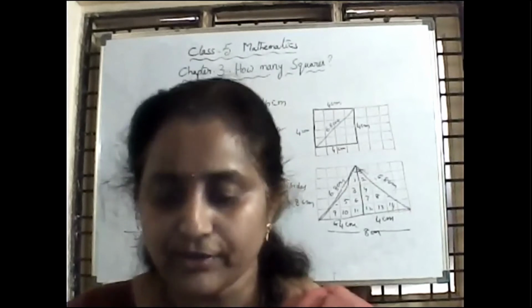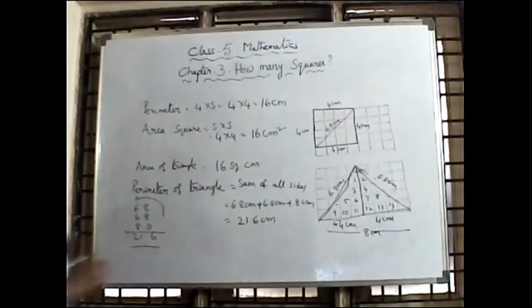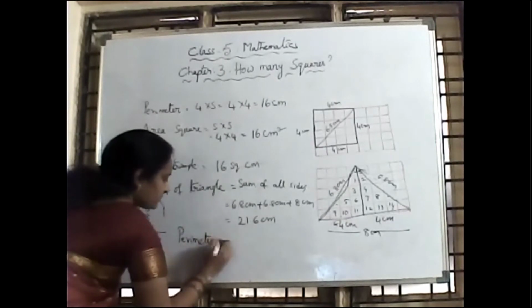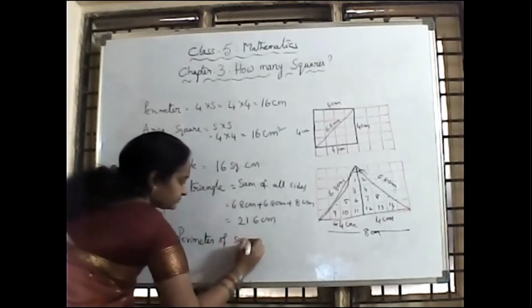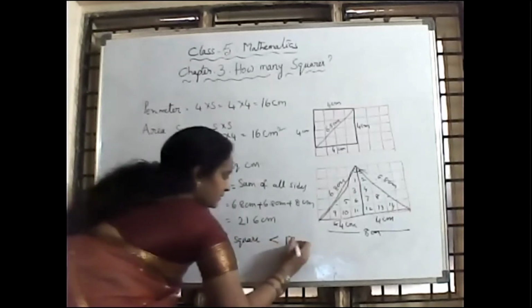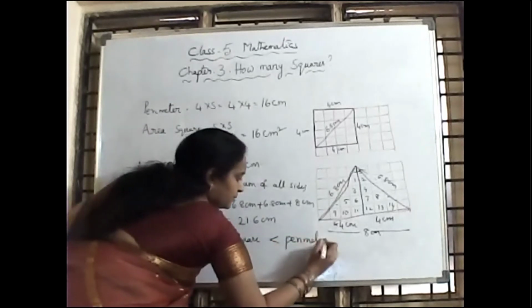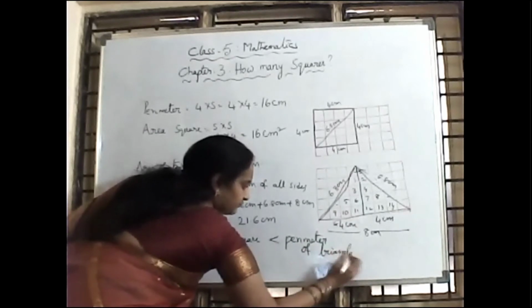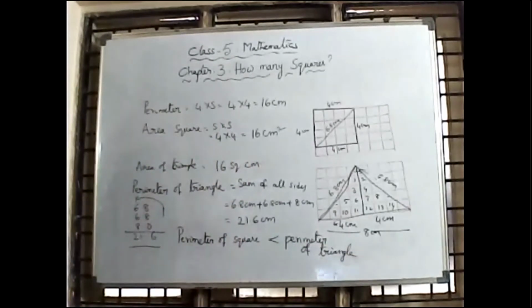Is it clear to all of you? Yes. Perimeter of square is less than perimeter of triangle.